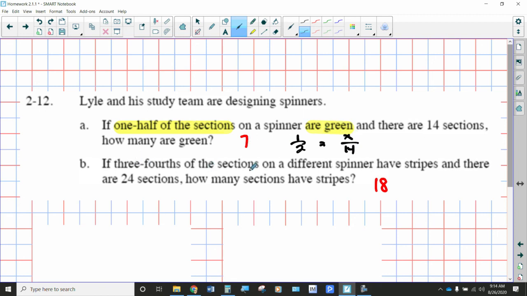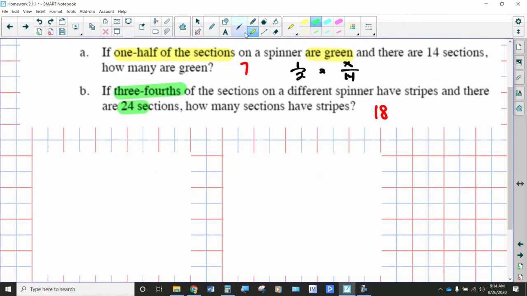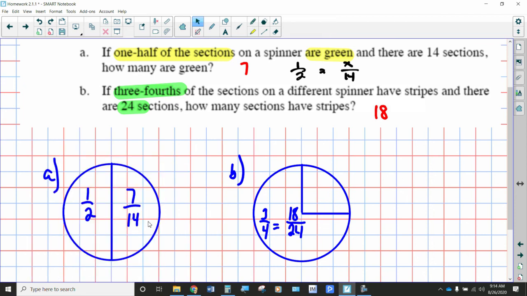If 3/4 of the sections on a different spinner have stripes and there are 24 sections, how many have stripes? So this is where, what is 3/4 of 24? That would be 18 out of 24, which is equivalent to 3 out of 4.